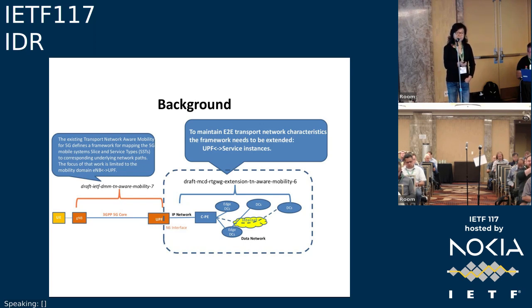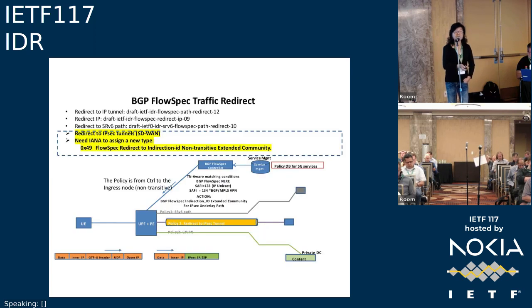Here, I try to make it quick. In the IDR, we want to utilize the flow spec to pass the policy into the ingress node. There are already several working group drafts on the redirect. Some of the authors are here, and some of the drafts have expired. Hopefully you can renew them, because they would be needed by this TN aware mobility.